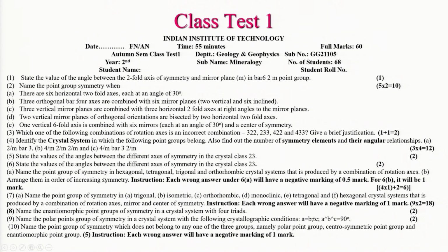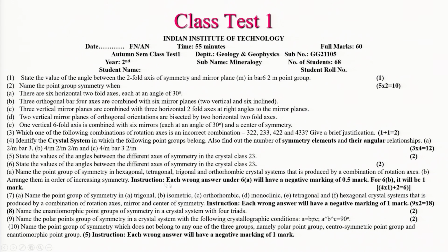Name the point group of symmetry in hexagonal, tetragonal, trigonal and orthorhombic crystal system that is produced by a combination of rotation axis, and also arrange them in order of increasing symmetry. So, what have I been asked? You have been told to name the point group of symmetry in hexagonal, tetragonal, trigonal and orthorhombic crystal system that is produced by a combination of rotation axis. So, you have to identify them. So, only the rotation axis, and you have to arrange them in order of increasing symmetry.